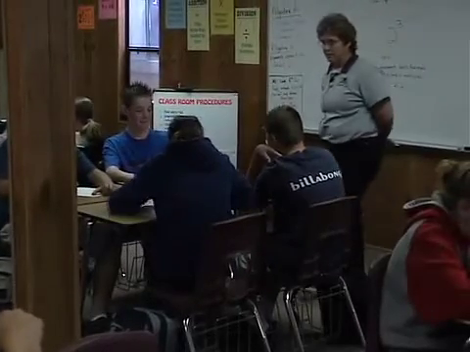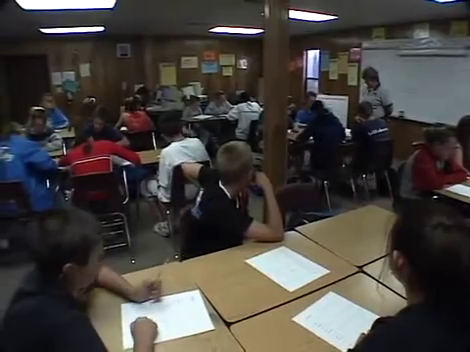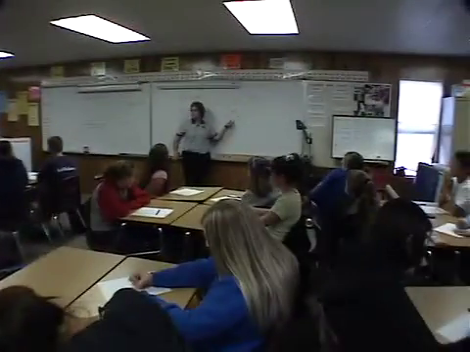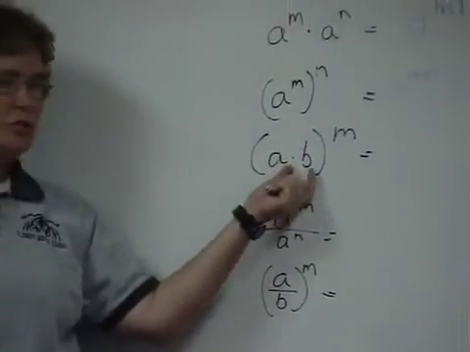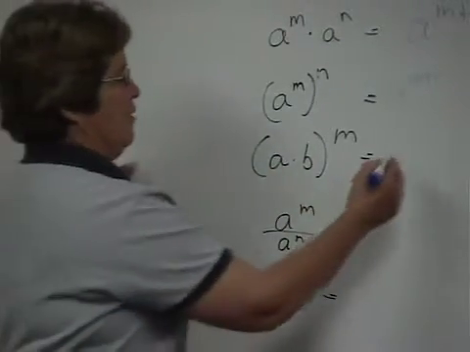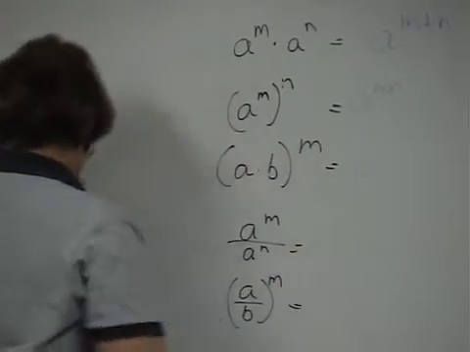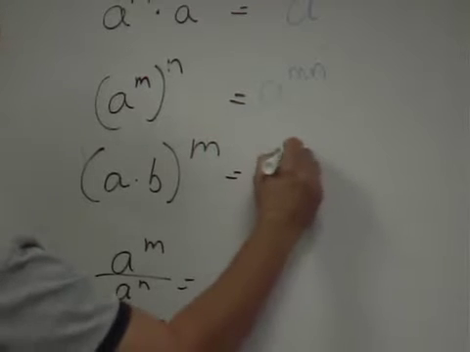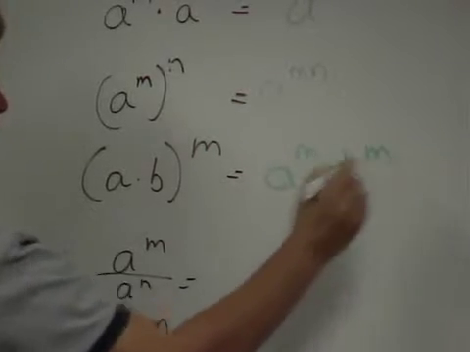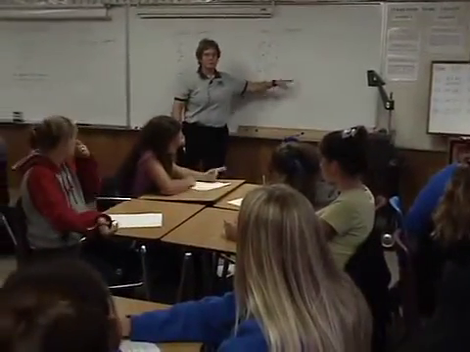Okay, did someone find a rule? Blake? It's A to the M times B to the M. Okay, so when we have our base in here being raised to a power, each individual term is raised to that power. So we get A to the M, B to the M. Okay? And remember, when we have two variables next to each other, they're being multiplied.